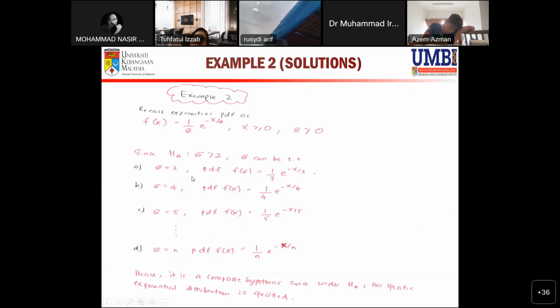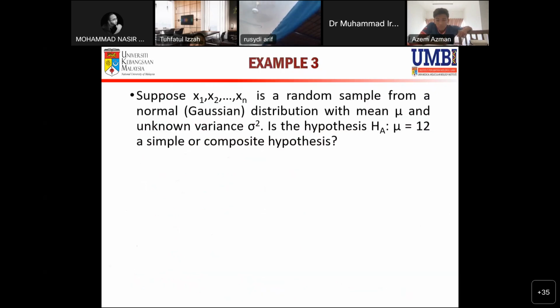In this case, it's also nice to know that the way we prove this kind of thing is more like proof by induction mathematically. We call that proof by induction, because we just show that, okay, this is the example for theta 3, theta 4, theta 5. This is the form that it will take. So theta equivalent to n, this is the generic or general form of the PDF that it will take. So we prove things mathematically by induction. Okay, so we proceed to another example.